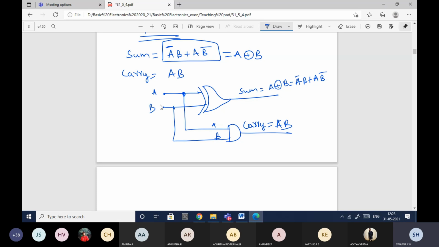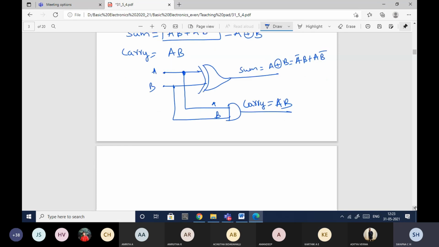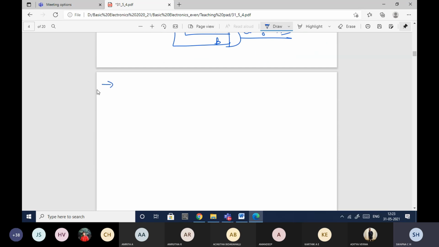This is one more circuit. Is this clear? Yes, ma'am. Okay, now I'll go to the next part. The same half adder only. Implement half adder using universal gates. NAND gate first, and the second one is NOR gate.